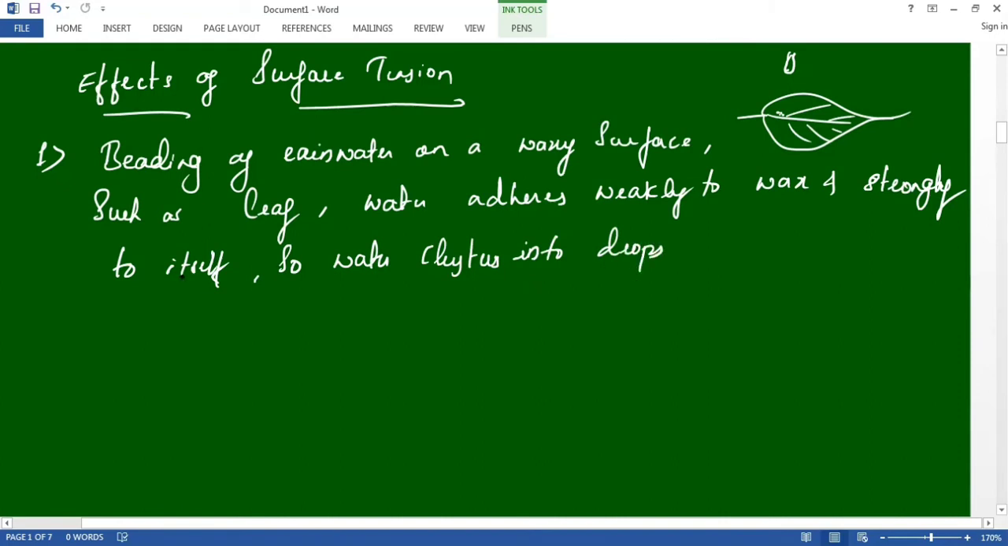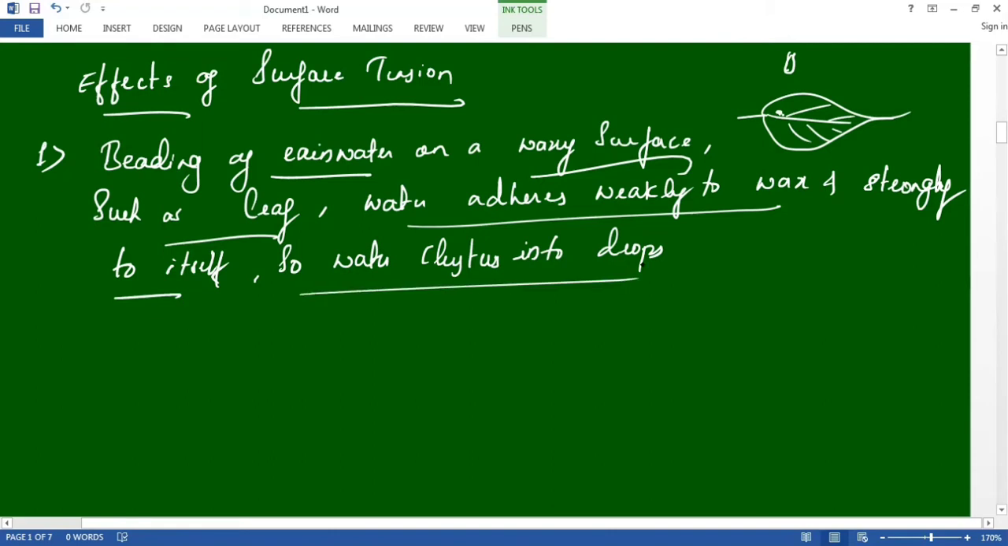So let us recall once again the effect of surface tension, that is, beading of rainwater on a waxy surface such as a leaf. Water adheres weakly to the wax and strongly to itself, so water clusters into drops. This is how the water drop is formed.